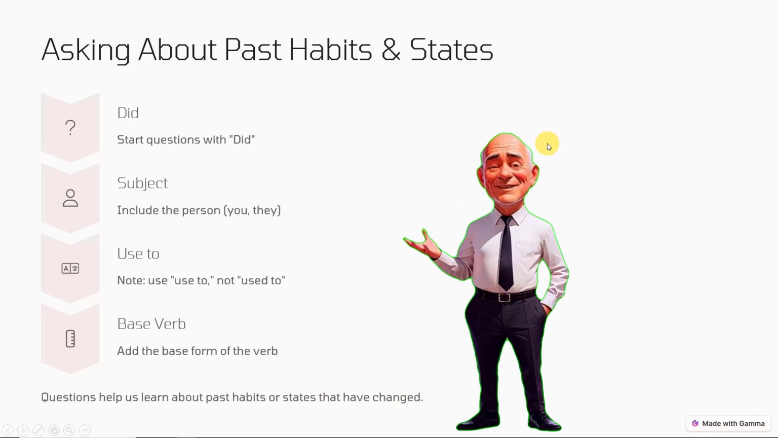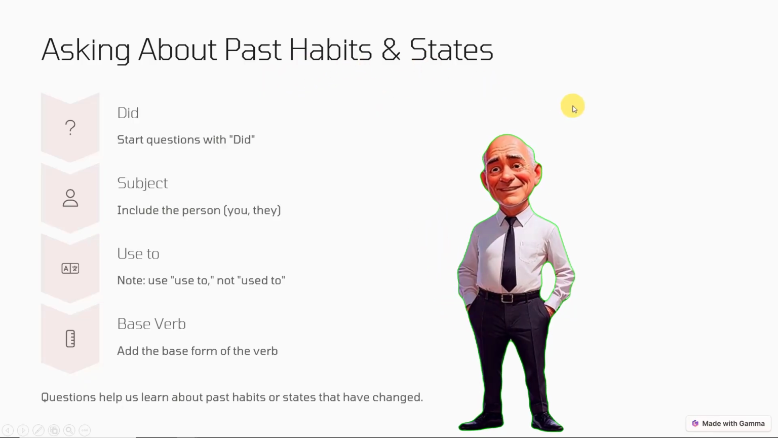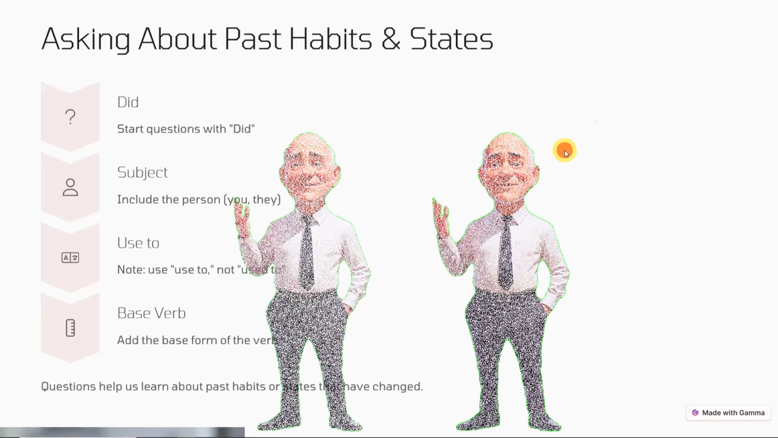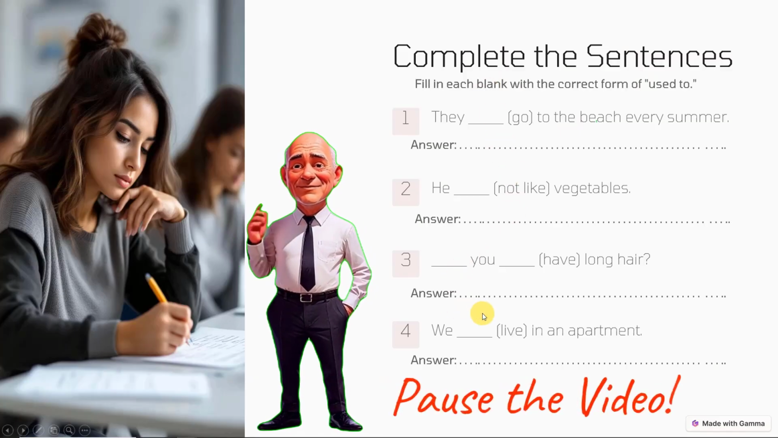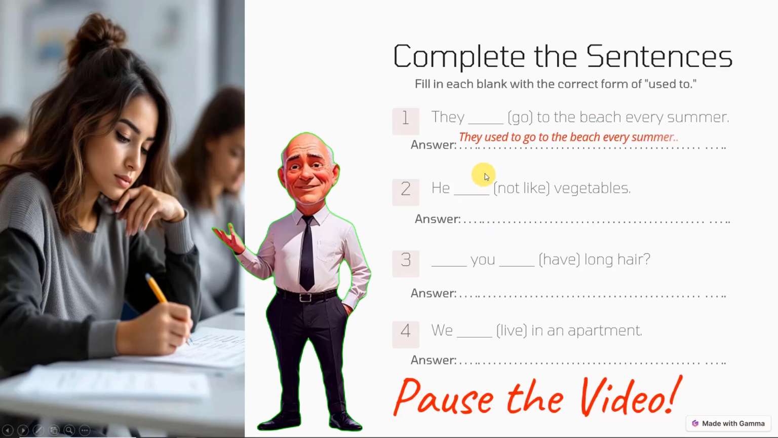Okay, we have done making sentences, positive and negative. We have also talked about questions, asking about past habits and states. So I think it is now time to see how much you have learned. So guys, there's a couple of sentences you need to complete. And like always, pause the video, take your time, and try and answer them as well as you possibly can. And like always, guys, I normally give you the first one. No exception, here it is.